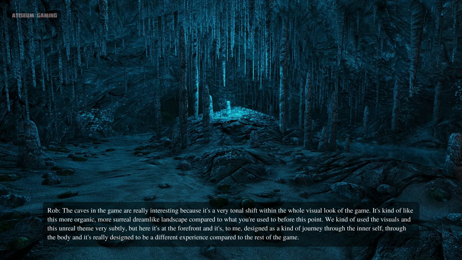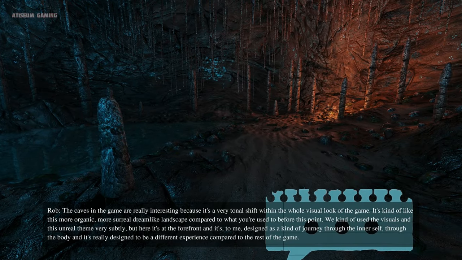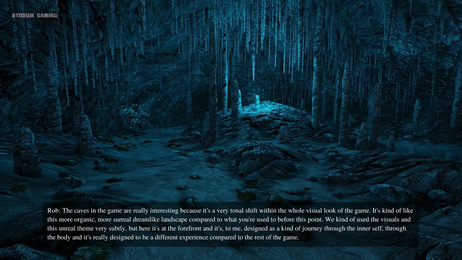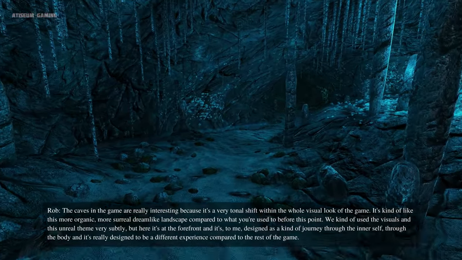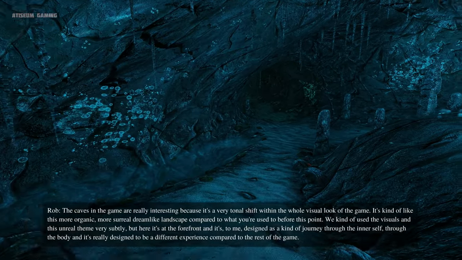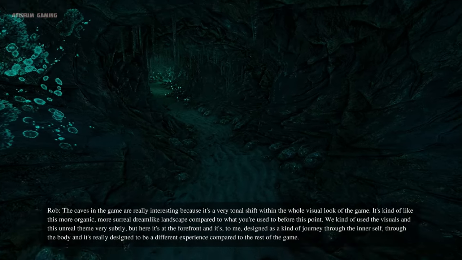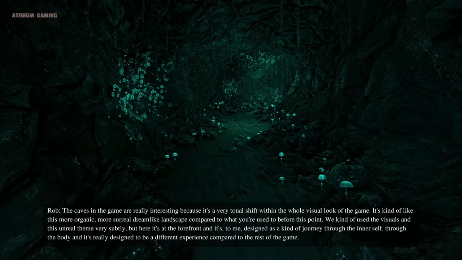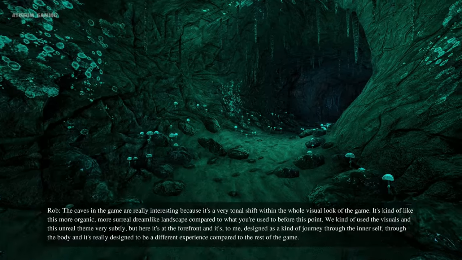The caves in the game are really interesting because it's a very tonal shift within the whole visual look of the game. It's a more organic, more surreal, dreamlike landscape compared to what you're used to before this point. We used the visuals and this unreal theme very subtly, but here it's at the forefront. To me, it has been designed as a journey through the inner self, through the body, and it's really designed to be a very different experience compared to the rest of the game.